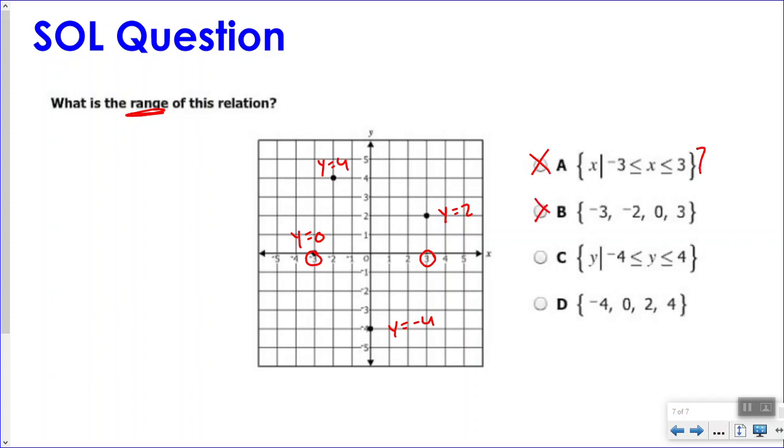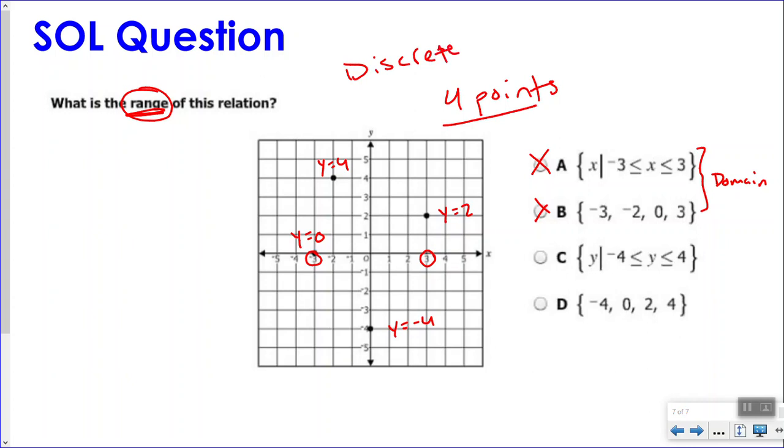So don't be fooled. These would be domain answers. But we are looking for the range. That's why it's important to read carefully and know the difference between the x and y coordinates. Now we have to decide between these two. If I look at this graph, this is just one set of 4 points. So that means I can only go based off of those 4 points. This is what we call a discrete graph. If the dots were all connected, it would be called a continuous graph because it continues from left to right.